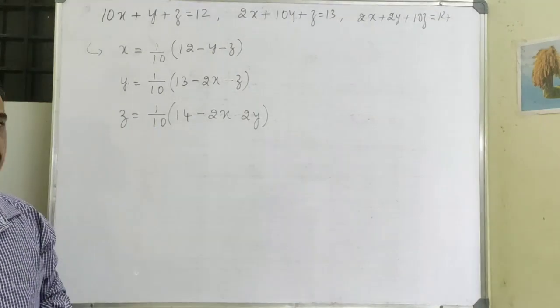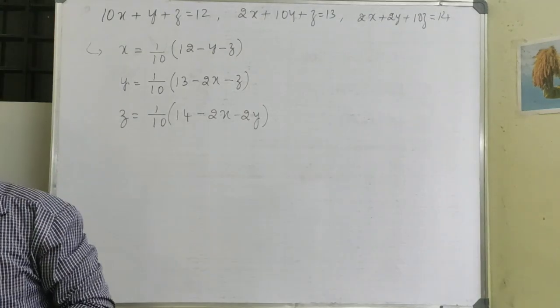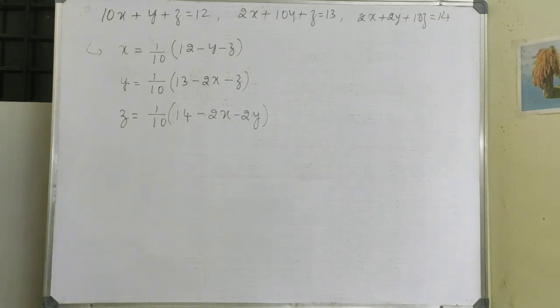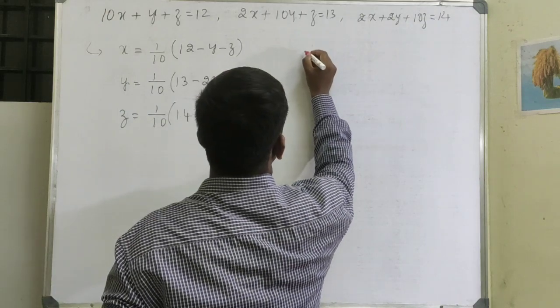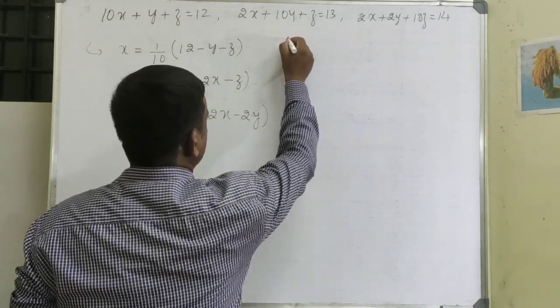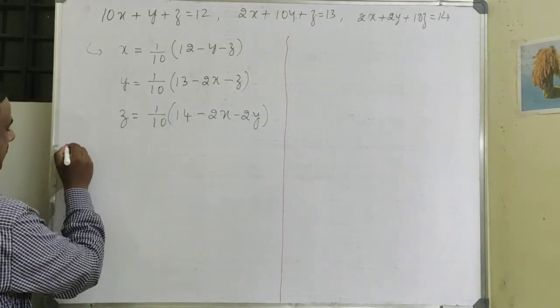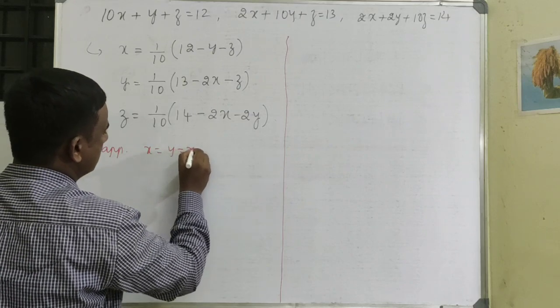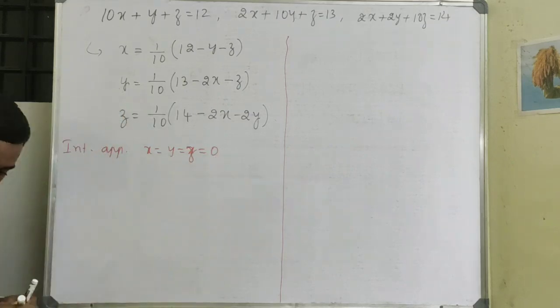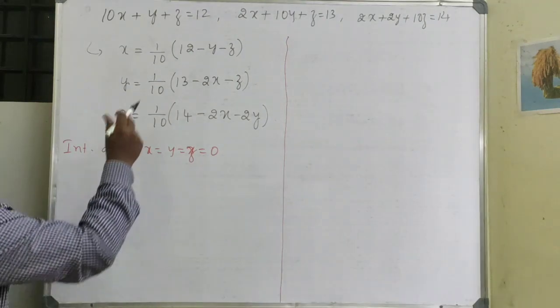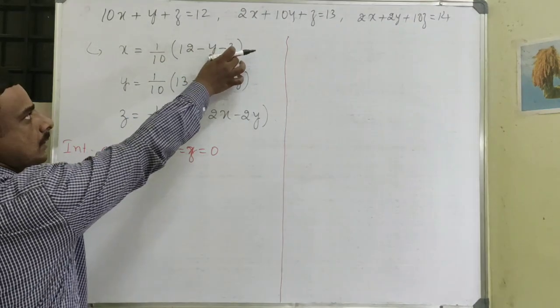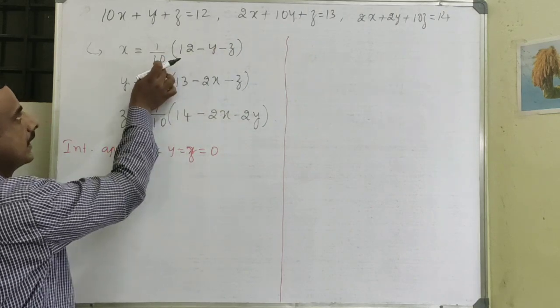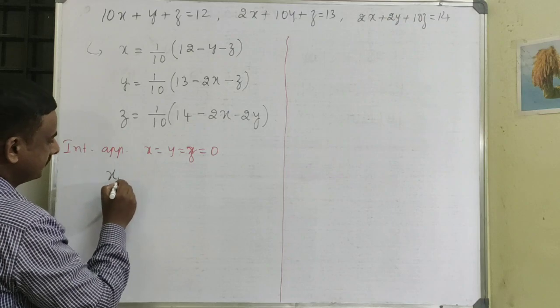So this is the second step. Next you have to choose initial approximation. To choose initial approximation, obviously we should take the initial approximation as 0, 0, 0. That means you have to take x equal to 0, y equal to 0 and z equal to 0. So write here initial approximation x equal to y equal to z equal to 0. If you take x equal to y equal to z equal to 0, then we will get some value for x here. If you take y and z here 0, then you get a particular value for x. That I will call as x1.